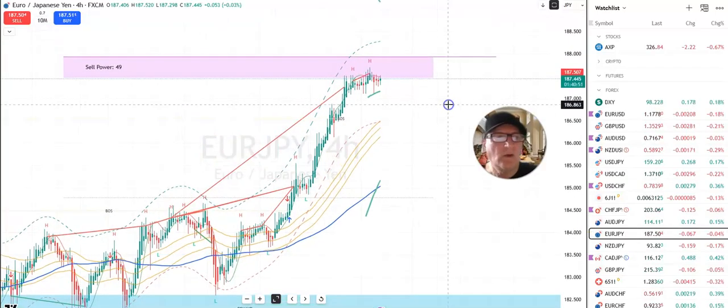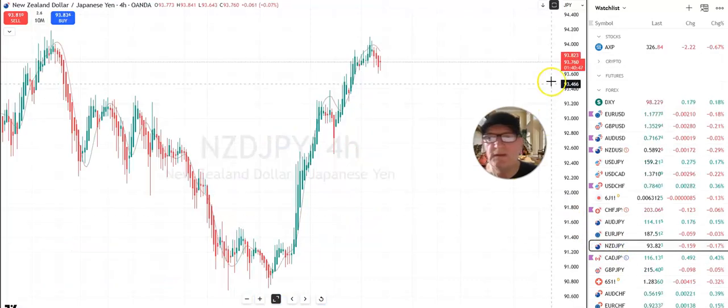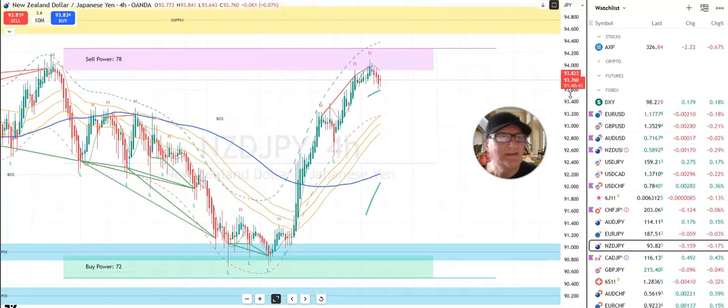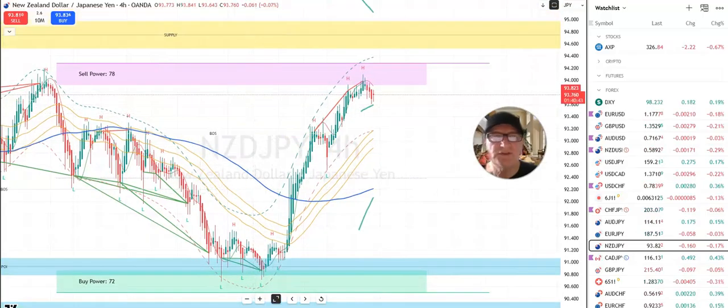Euro yen, a weak sell power 49, not good enough for us. Sell power 78, but no convergence. We have divergence, but I need this gap to be filled.